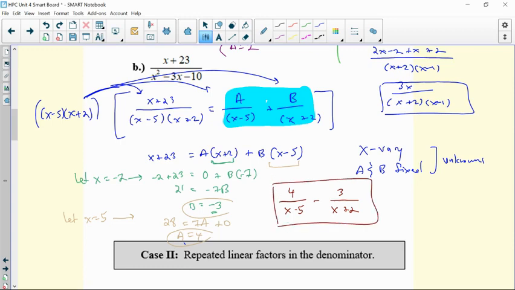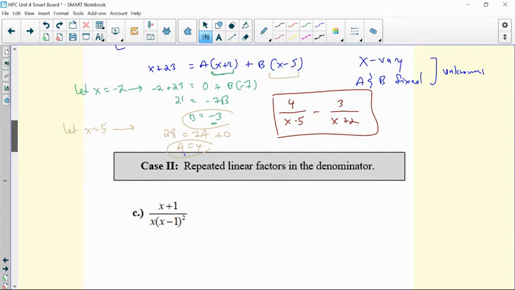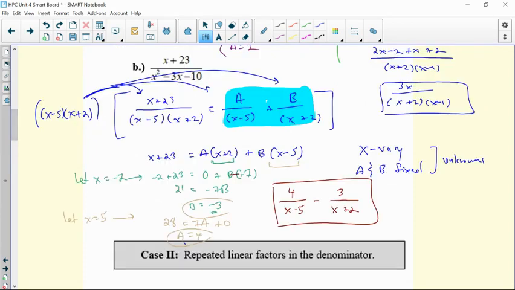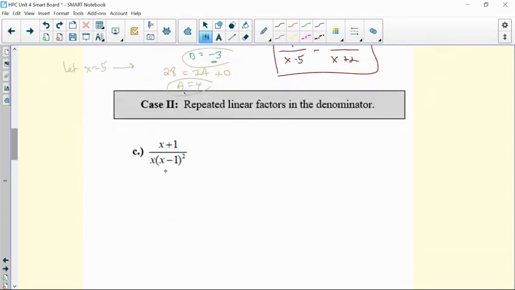Okay, so that's our first case. When the denominator factors into linear components and then there is not any repetition. In the next video, we're going to look at, well, what if there is repetition? They will still be linear, but what happens if we have 2 of them? So that's what's on tap for the next video.